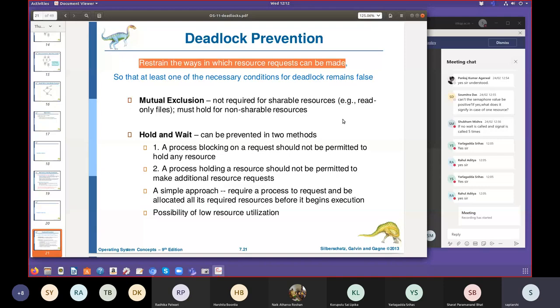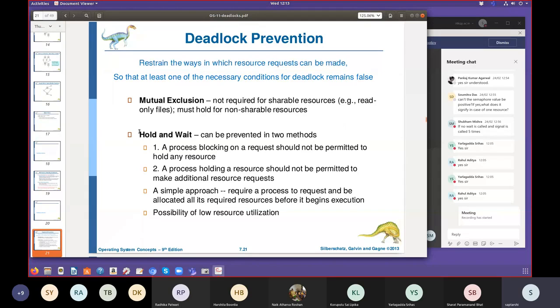Okay, let's see. What are some standard ways of ensuring that mutual exclusion cannot happen? This can be only partial because some resources are shareable, like a read-only file. But by definition, some resources are not shareable. Therefore, if you have a set of processes which try to access a non-shareable resource, you cannot say that I will disable mutual exclusion. That's not feasible. However, of course, if resources are shareable, then you should not impose mutual exclusion on those resources.